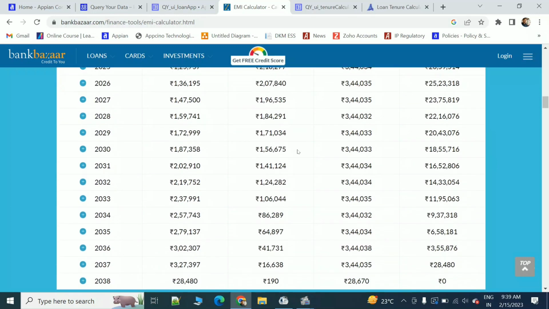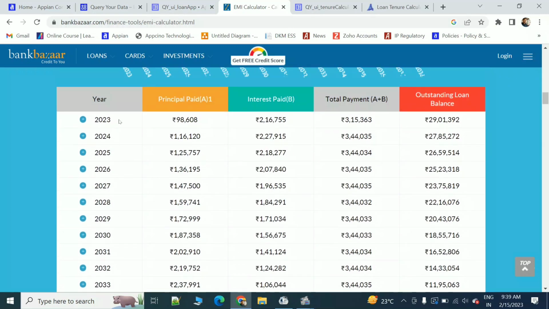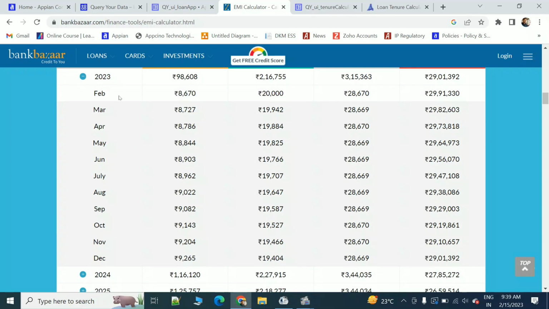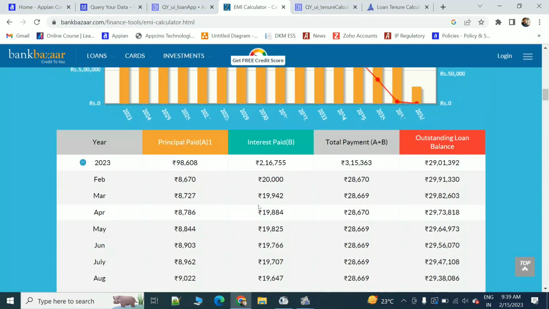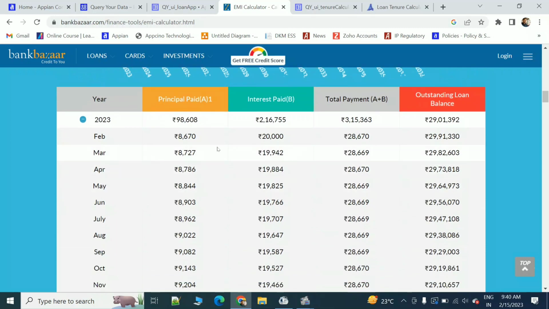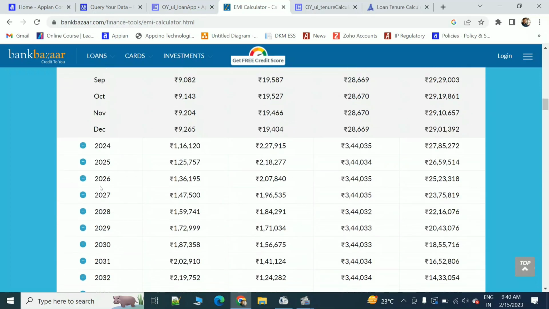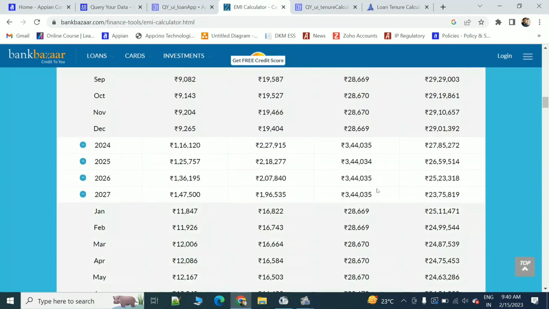So the whole breakup is displayed here, and you can also see the month-wise breakup by clicking on this 2023 tab. So this is the complete breakup, like Feb, March, April, May, June, July, August, September, October, November, December. So you can see how much amount you have to pay, and after this month what your balance amount is. So this type of information is given to you.